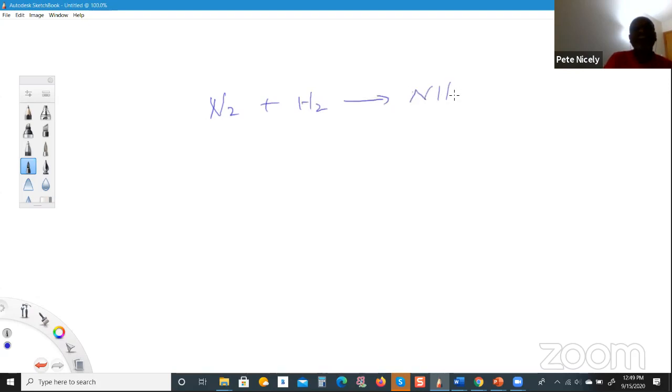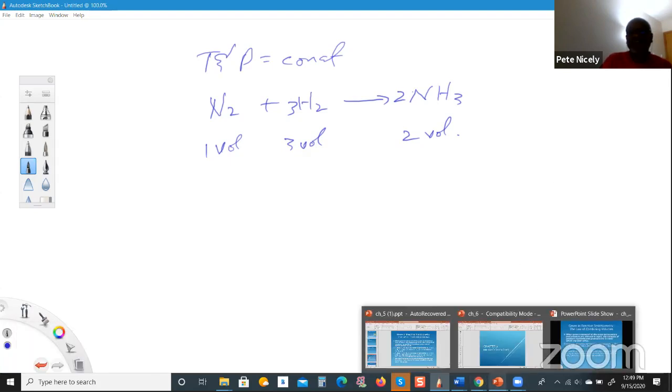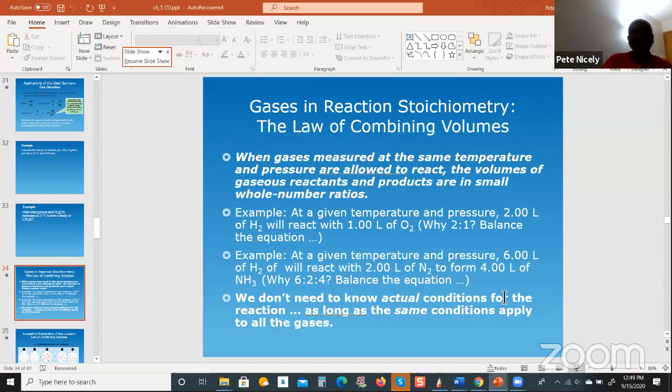And again, we have to balance this equation. So to balance this, we're going to need a 2 here, and we're going to need a 3 here, right? And again, the mole ratios would be the same as the volume ratios, provided that the temperature and pressure are the same for all gases involved. So in this case, it would be 1 volume unit of nitrogen reacting with 3 volume units of hydrogen to form 2 volume units of ammonia. So that's basically how this law works. Okay, and based on this law, you can do some examples.